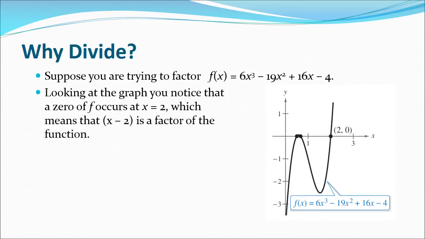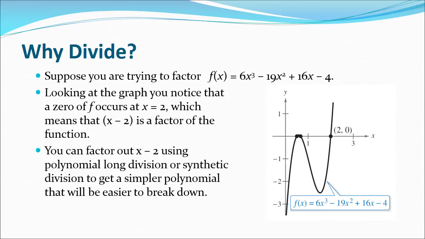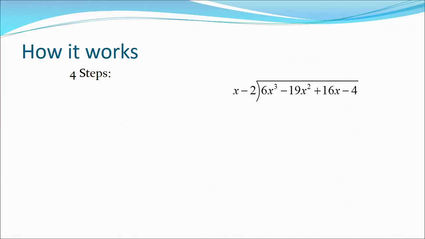You can factor out the x minus 2 using polynomial long division or synthetic division to get a simpler polynomial that will be easier to break down and find your final answers. All right, now this should be a review. We've done this before. You did it in Algebra 2. So here's how it works. We got basically 4 steps.